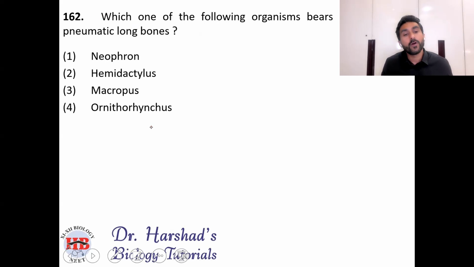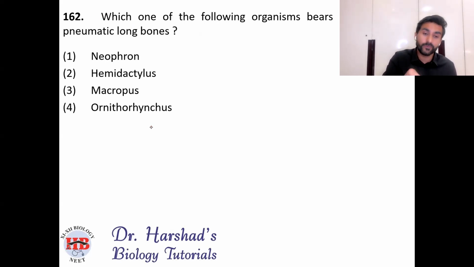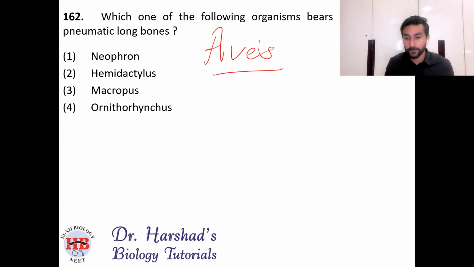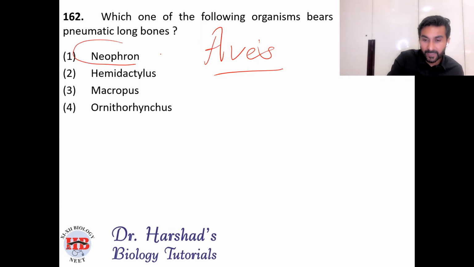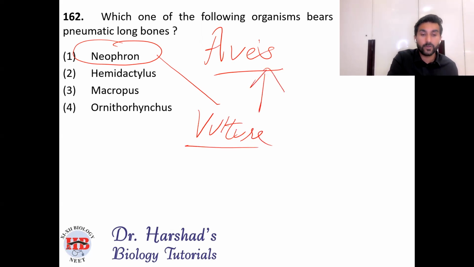Which of the following organisms bear hollow and pneumatic long bones? Hollow and pneumatic long bones, if you remember, are found in the class Aves, and out of these options, the option under A is Neophron. If you remember, this is the name for vulture. Vulture belongs to Aves, and that's why it will have hollow bones. So our answer would be option number 1.